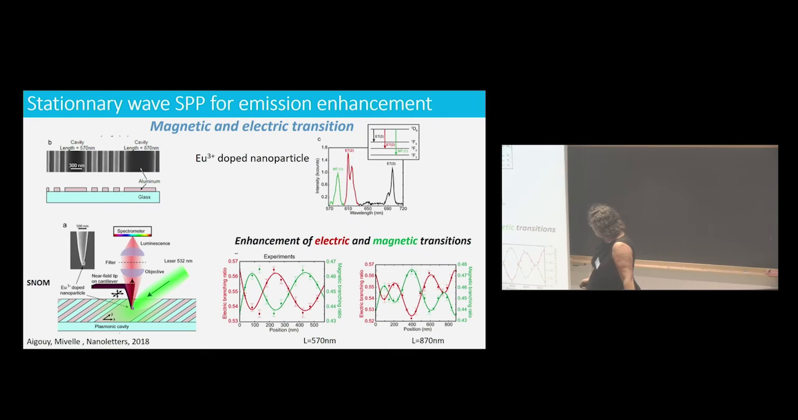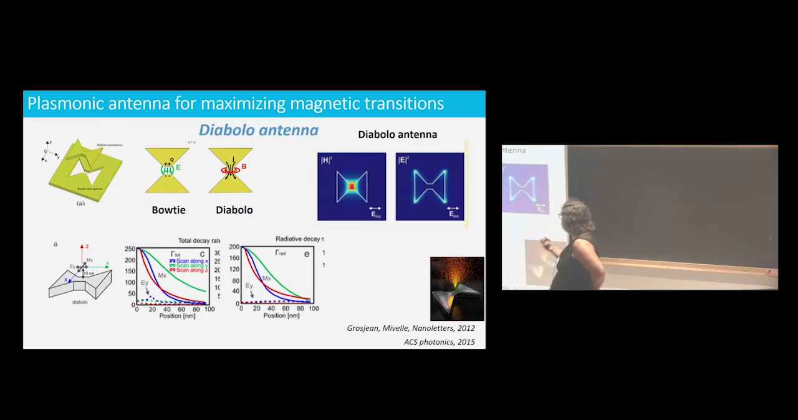So this has been done, and you can see that this corresponds to the response of the magnetic transition, because you can separate them with filters, dichroic filters. This is the response of the magnetic transition, and here you have the response of the electric one. And you can see that they are completely in opposition, as expected. This has been done for several lengths of cavity.